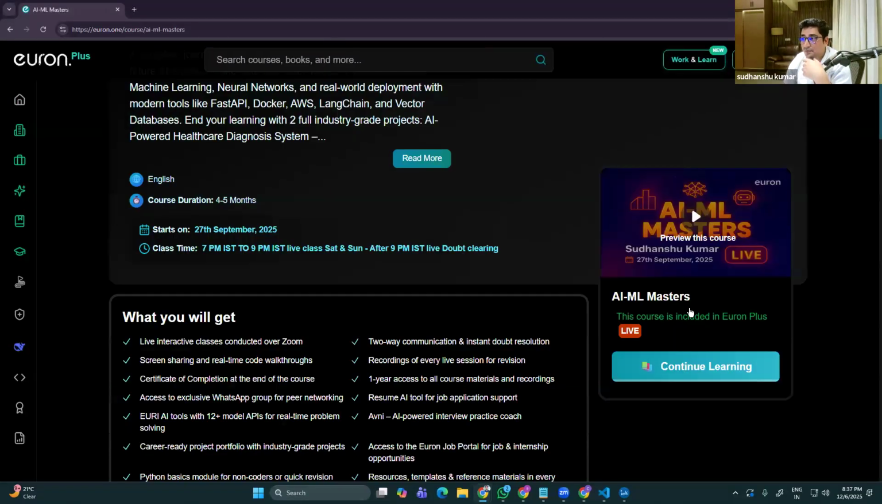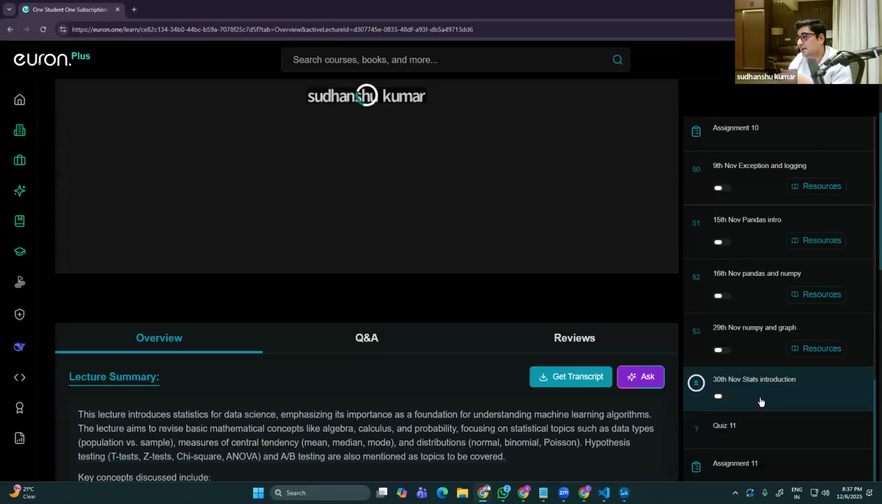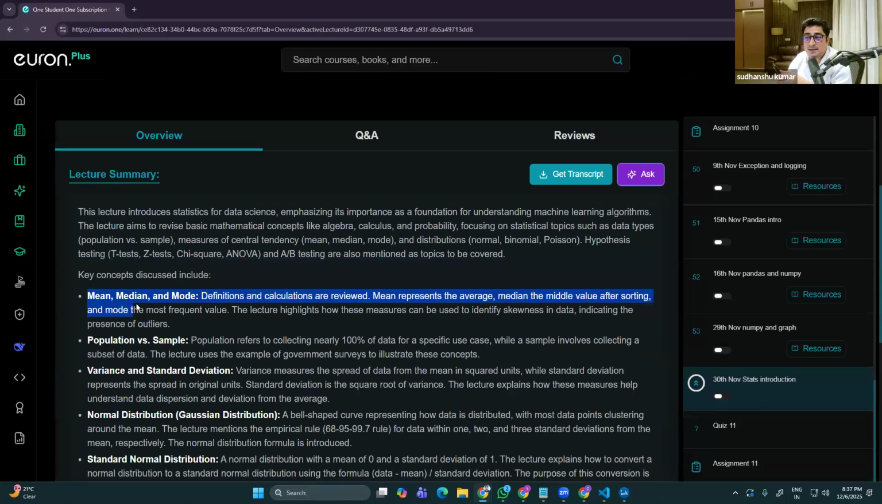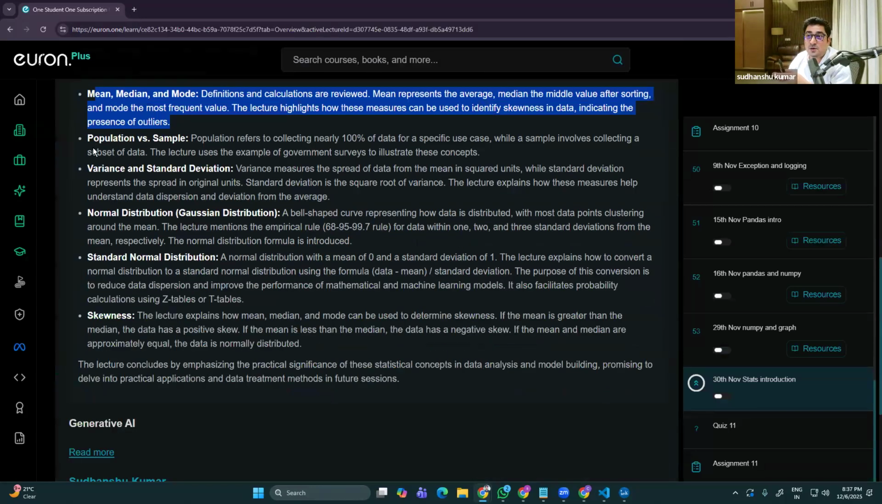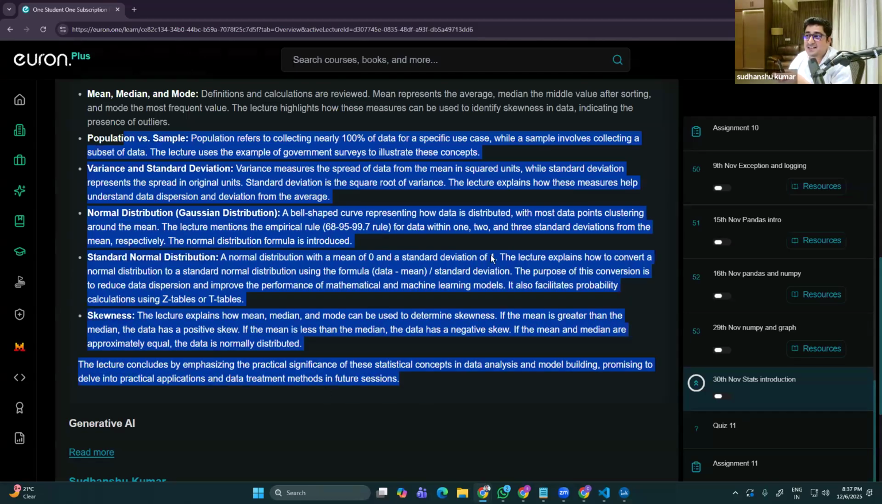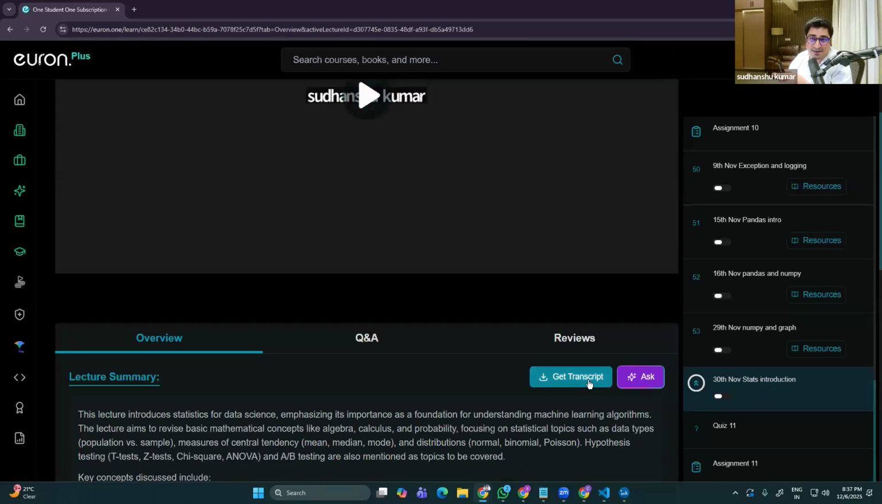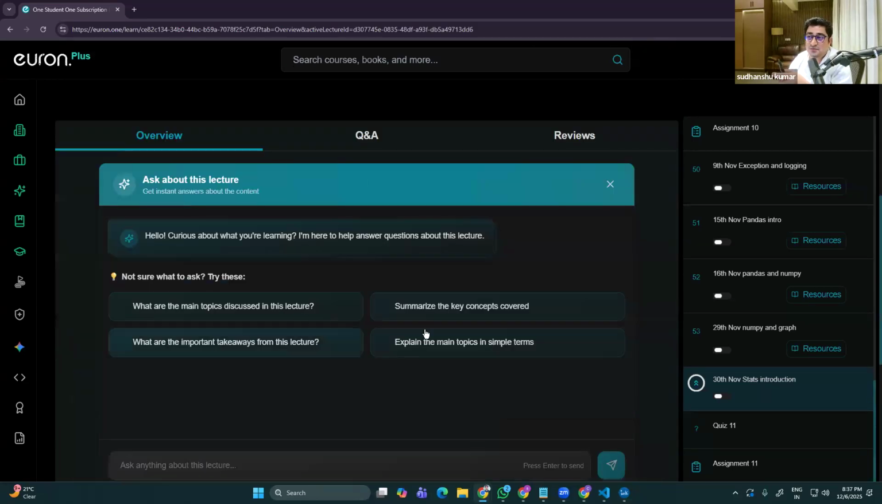I hope all of you have looked into that. It's an amazing feature that we have built. Whatever I discussed last time, like mean, median, mode, population versus sample, variance, standard deviation, normal distribution, standard normal distribution, skewness in data. All of the summaries are available, plus you can download even the raw data, plus you can even chat with your video.